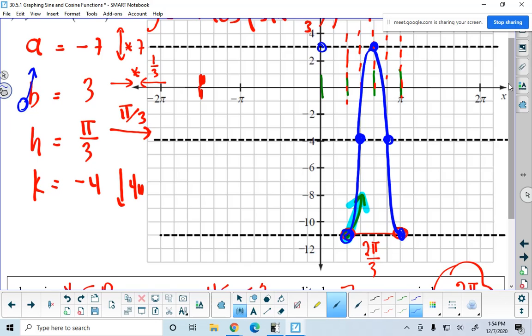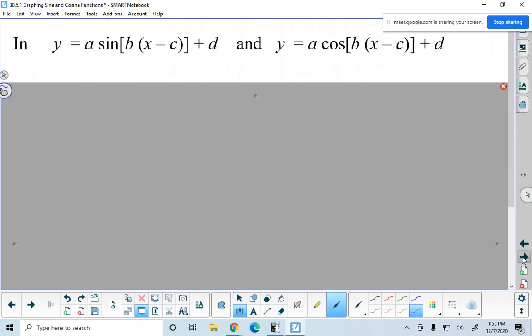Any questions with F? So just take a deep breath because we're not done here. We've got a couple more things to talk about. The first one is, and I apologize, I wish everybody did the same thing all the time, but we don't use H and K with sine and cosine. We use C and D.